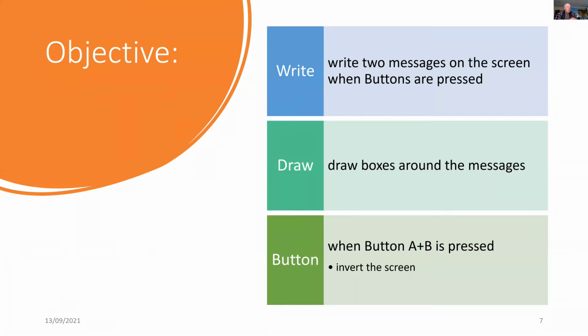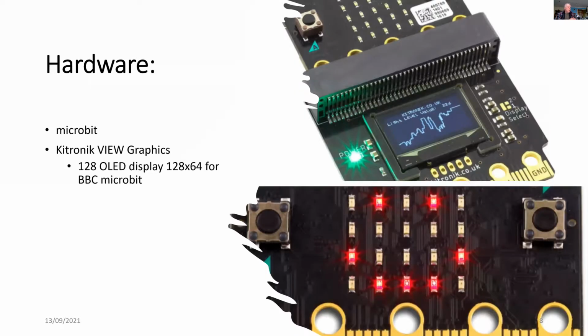and in this project, what I'm going to do is just write two messages when I press the buttons. That's the micro:bit buttons, A and B. And I'll also do a bit of exploration to see what the inversion is like when I press buttons A and B together. So for the hardware, I'm going to use the micro:bit and also the Kitronik View Graphics OLED display.